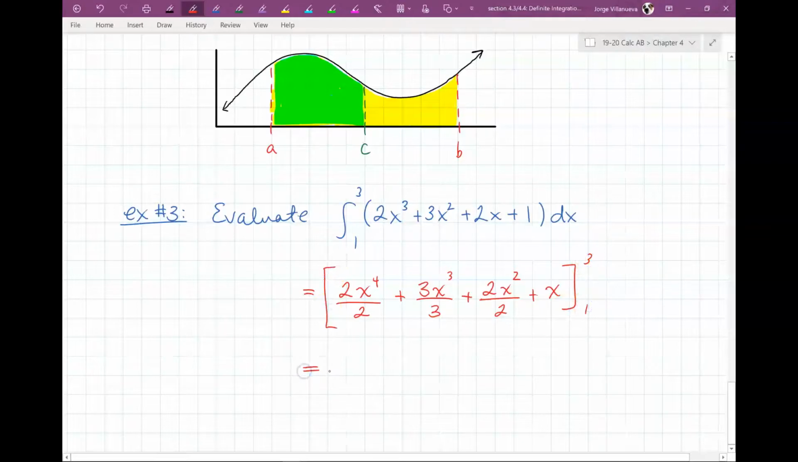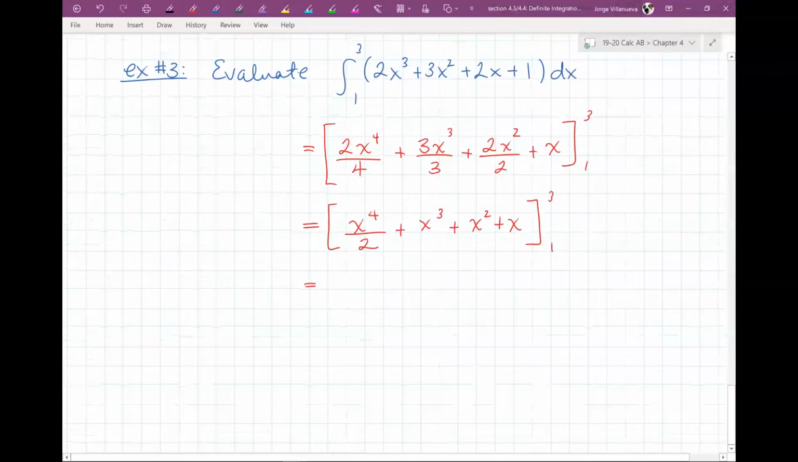Now let me simplify here. This will be x to the fourth. Whoa, why did I write a 2? I'm sorry. This should be over 4. Sorry about that. 2x to the fourth over 4. So this should be x to the fourth over 2 plus x cubed plus x squared plus x from 1 to 3. So there's my simplification. So what I have to do now is plug in a 3 and then plug in a 1. So let's write this out.